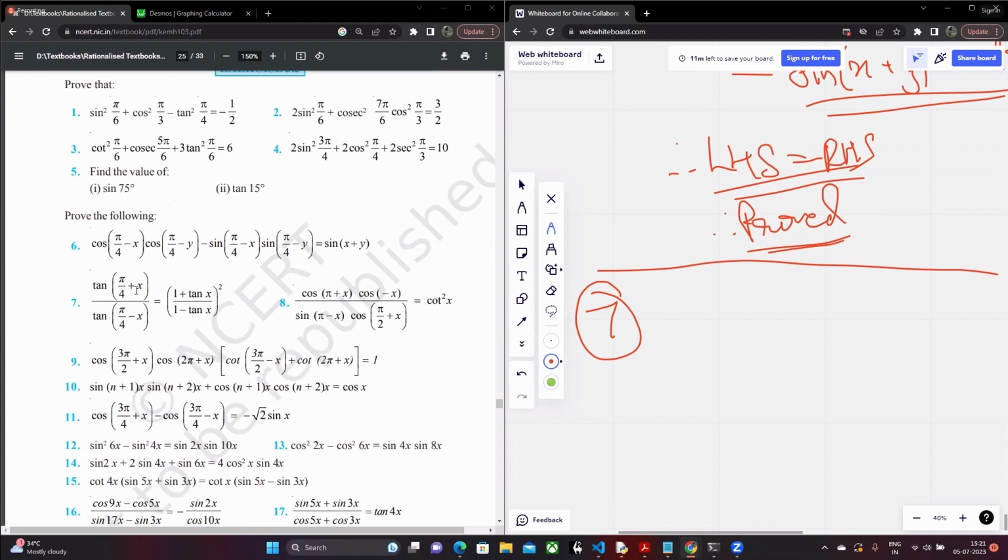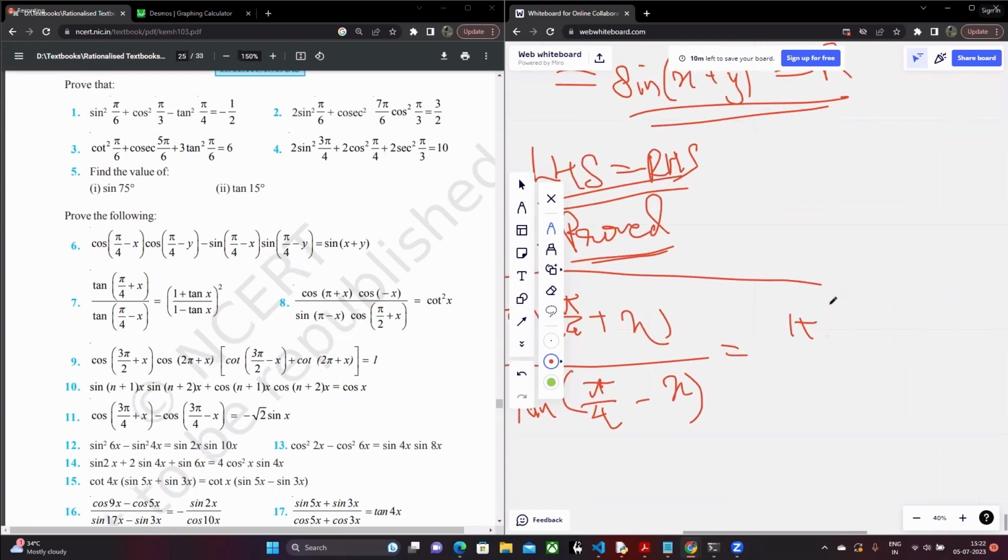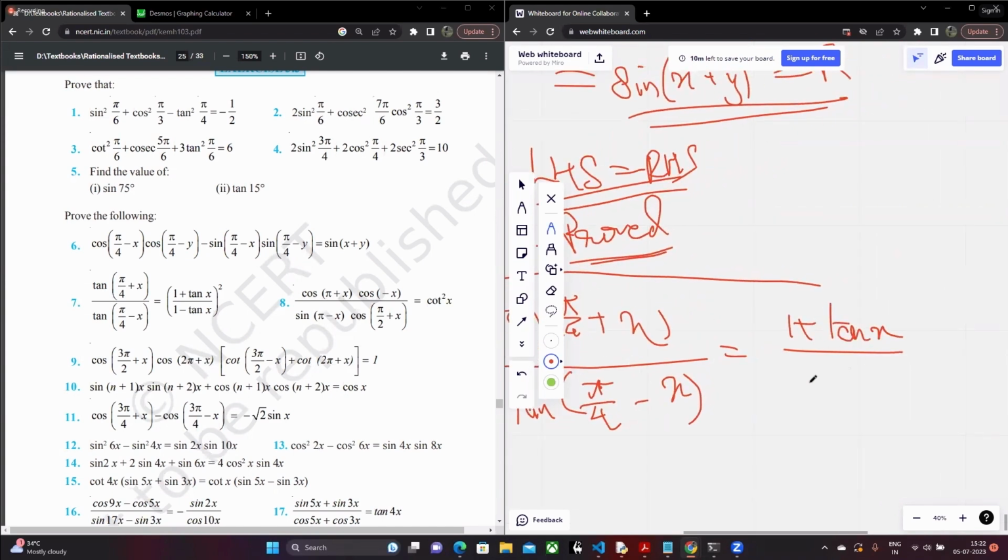Tan pi by 4 plus x by tan pi by 4 minus x is going to be equal to 1 plus tan x divided by 1 minus tan x, the whole square. Just give me a second, the mouse is not working. Tan of pi by 4 plus x divided by tan of pi by 4 minus x is equal to 1 plus tan x by 1 minus tan x, the whole square.